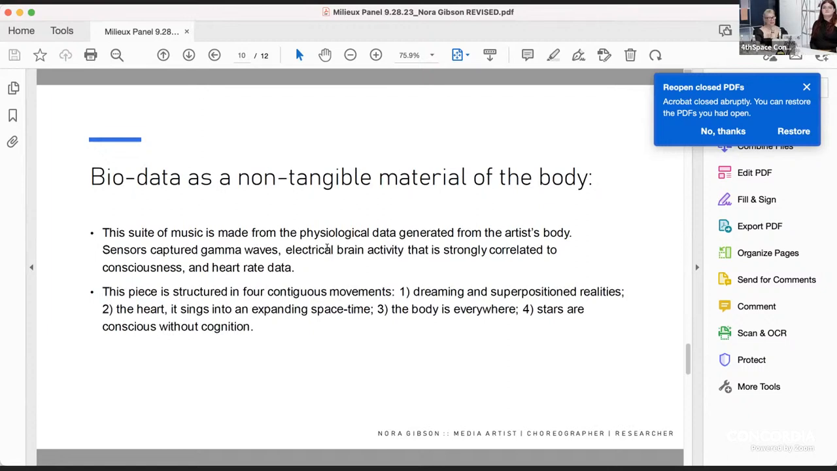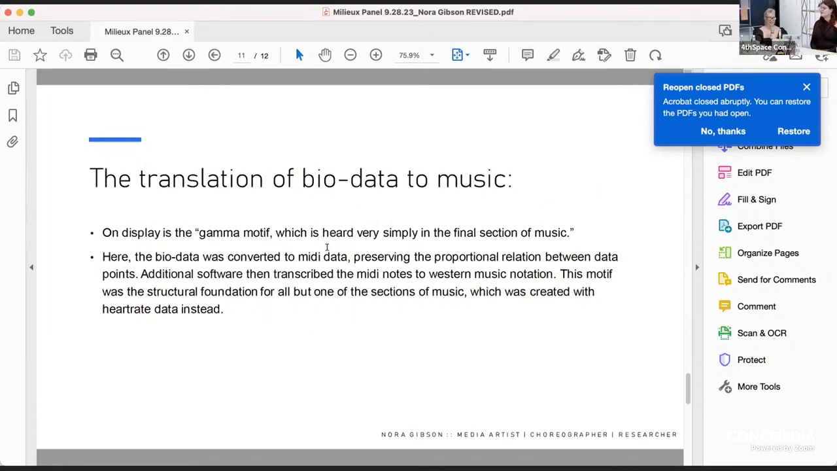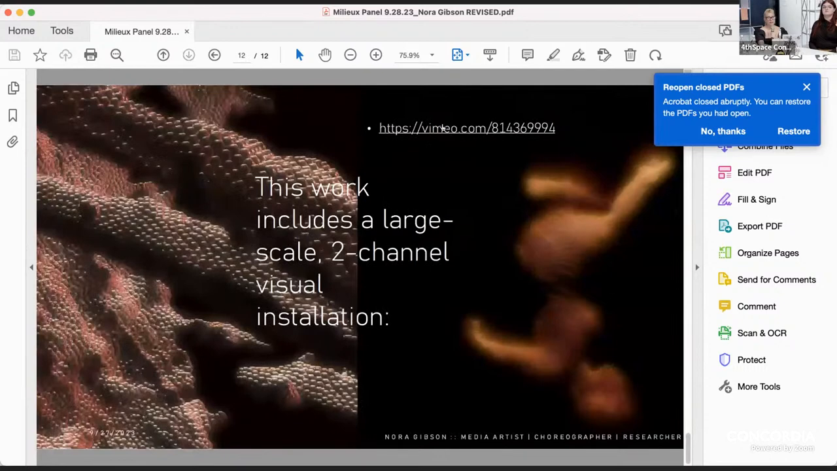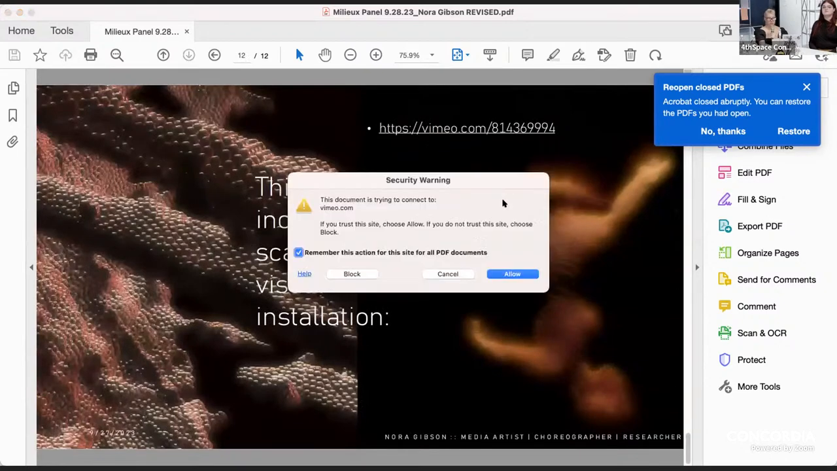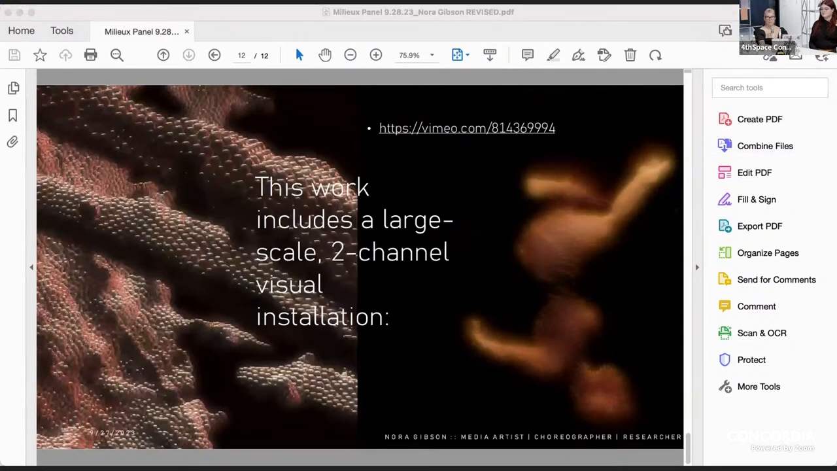And so anyway, I spoke about biodata as a non-tangible aspect of the body. So I took this biodata from my gamma waves, and then I converted it to MIDI data, and then created a sound score. So there's a suite of music that's on display, and there's actually a 2-channel video installation that I do have a link to, that accompanies it, that I can just show you like 10 seconds of. If it stops buffering, I can show you 10 seconds.